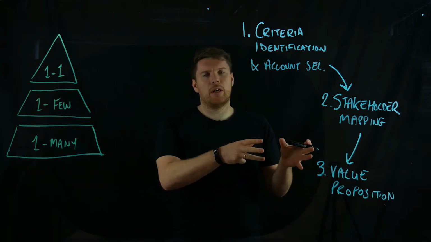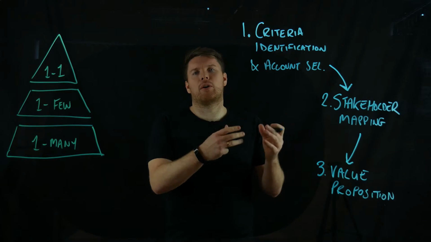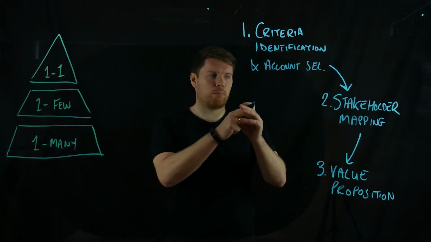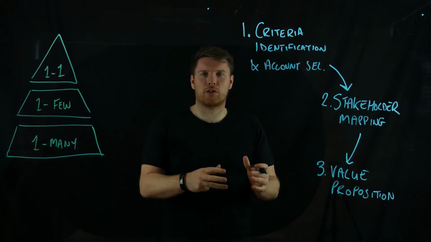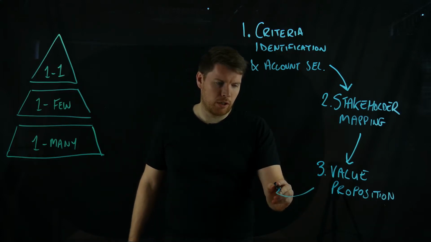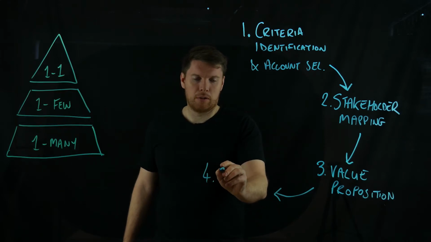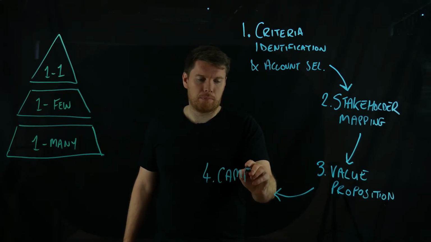So we need to leave our value proposition until we have accumulated our account information. But the first three sections are extremely important to get right. So then we move on to number 4. And number 4 is our campaign planning.